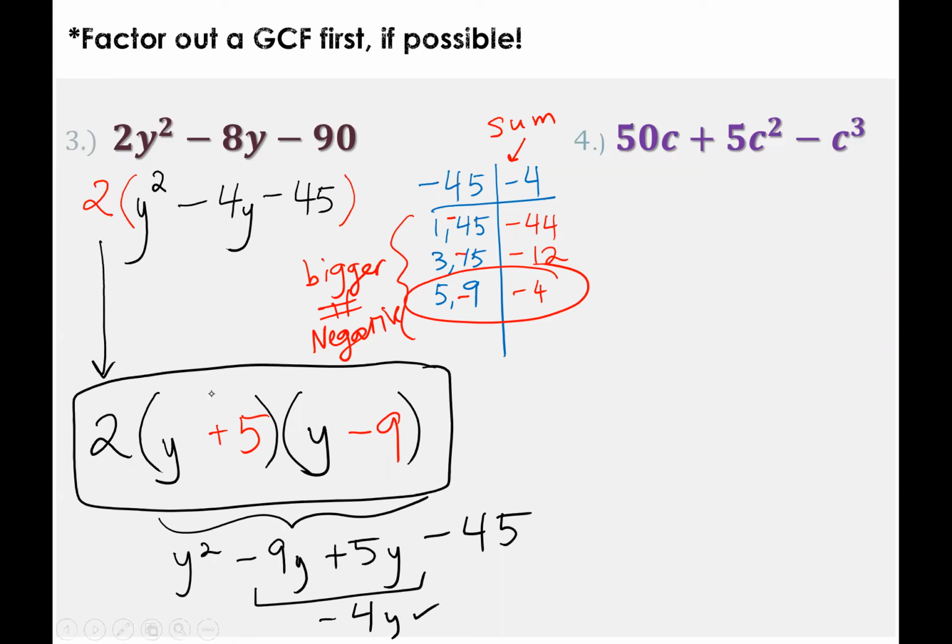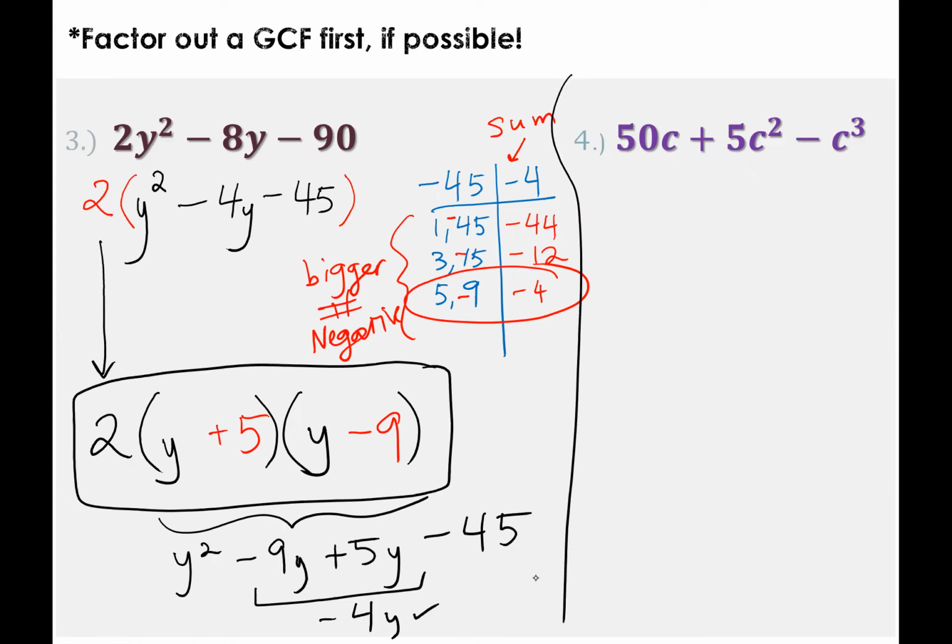And if I wanted to check even more than that, when you're checking, you can kind of go in reverse order. So then I could check by distributing the 2 and make sure we got back up to where we started. But really the important part to check is this factoring the trinomial part of things. Okay, so here's my final answer, 2 times y plus 5 times y minus 9. Once again, I could write my answer in a different order. I could write the y minus 9 first and then the y plus 5 if I wanted.